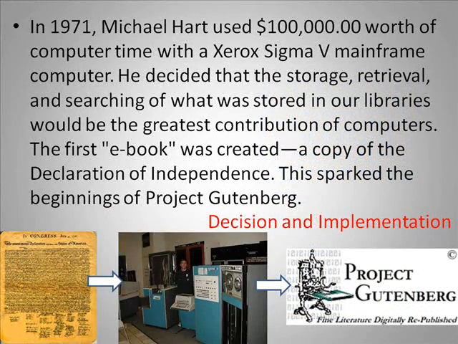Michael Hart actually made the first digital or e-book in 1971 when he made a digital copy of the Declaration of Independence. This simple act, which was not so simple at the time, gave impetus to the creation of Project Gutenberg, which was and still is an effort to digitally record all hard copy written material.